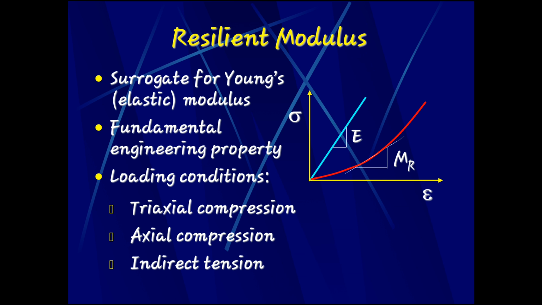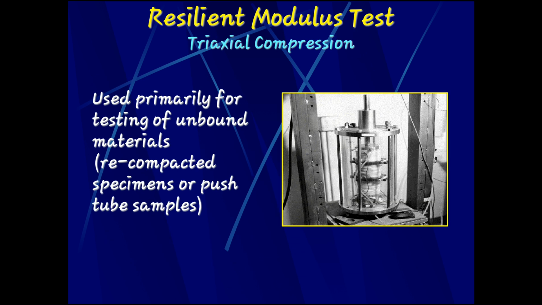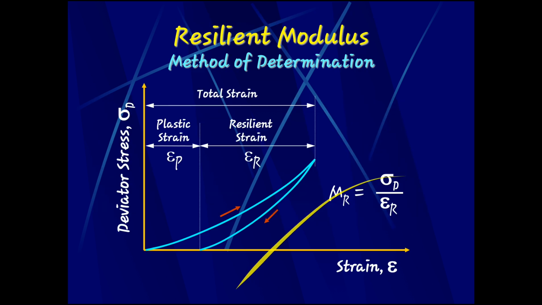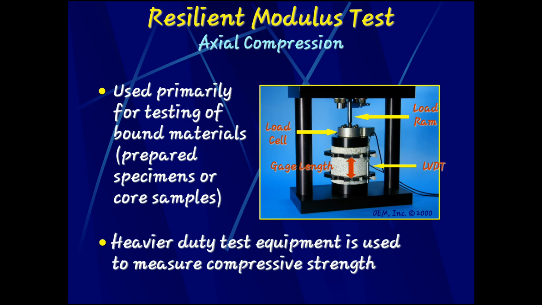Resilient modulus, a surrogate for Young's modulus, a fundamental engineering property. Loading: transient; triaxial, axial, indirect tension. Resilient modulus test: triaxial is used primarily for testing of unbound materials. So you can see the picture. So here is the method for determination of the resilient modulus.